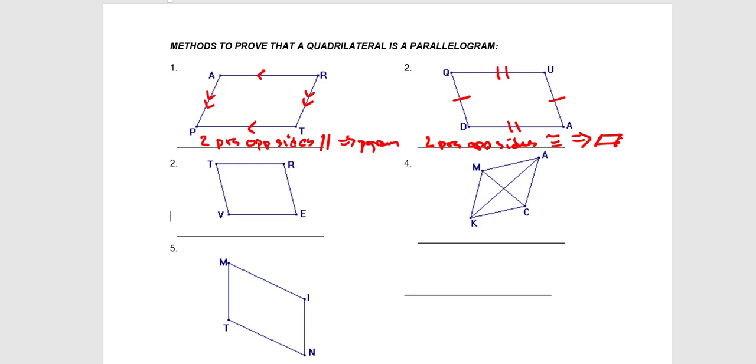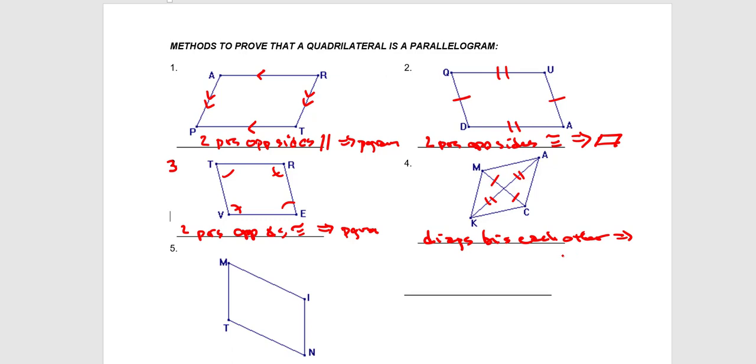The third one is if 2 pairs of opposite angles are congruent. So 2 pairs of opposite angles are congruent, then you have a parallelogram. And the fourth one is if the diagonals bisect each other, then you have a parallelogram.